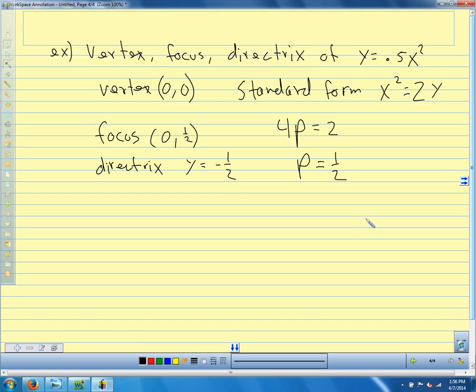So p tells us we move up and down from the vertex for this parabola with a vertical axis that opens up. And then we could sketch a nice little graph. If the problem asks us to sketch a graph, we could find the vertex, the focus, the directrix, and we could get two additional points on our graph as well. All right, questions there?